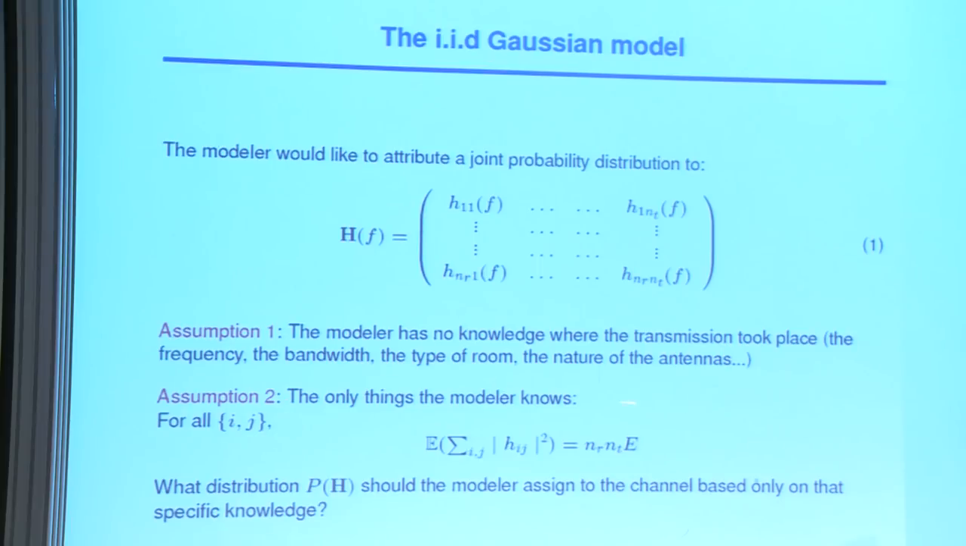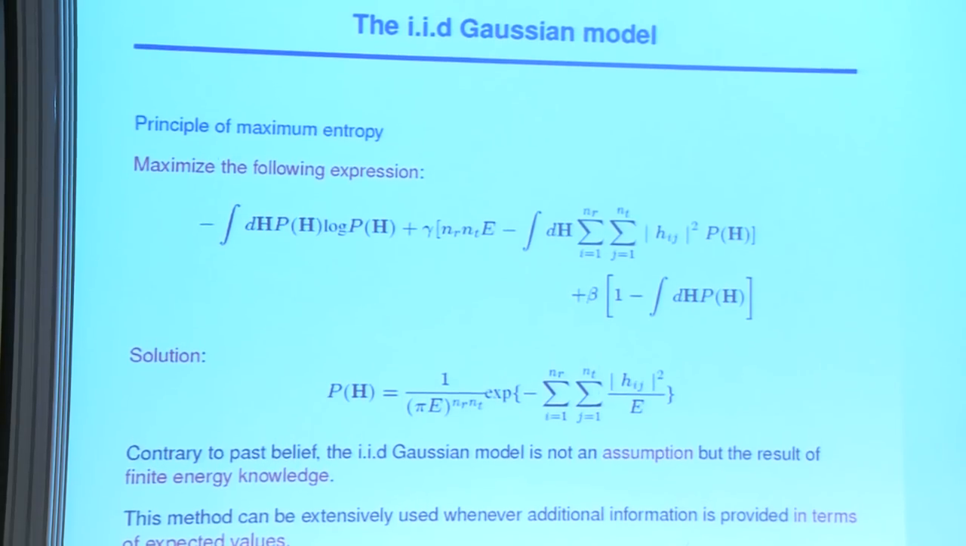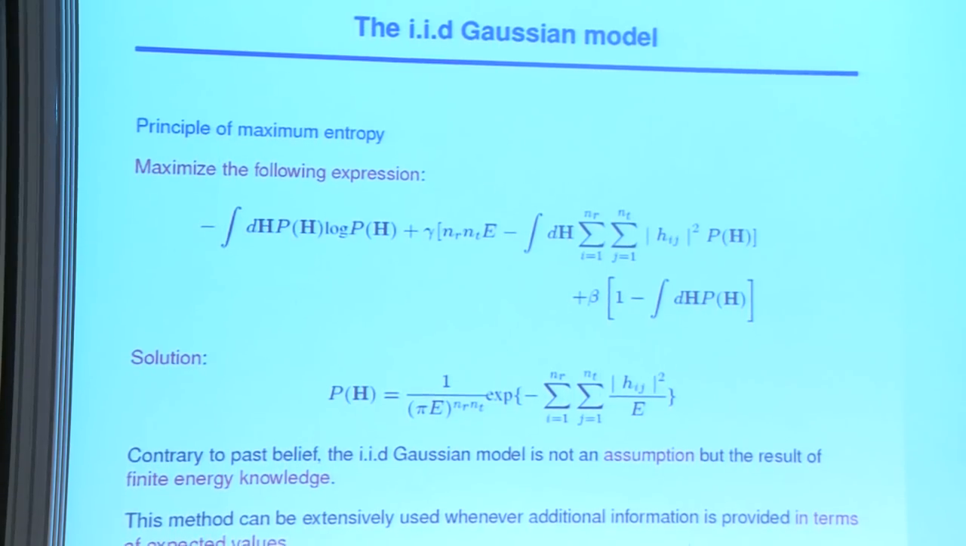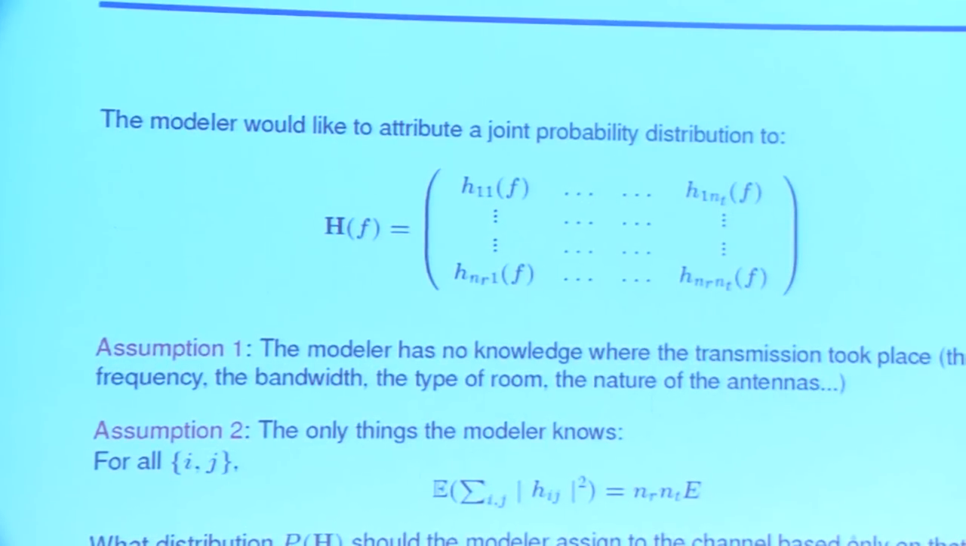But you know that your channel has finite energy, because of course the energy does not grow. Then it's very simple to apply the maximum entropy principle to show that the distribution that you should get is a Gaussian distribution with IID entries. And that's one of the reasons this IID model became such a big hype. It's because it's the one which makes the least assumptions on your environment.